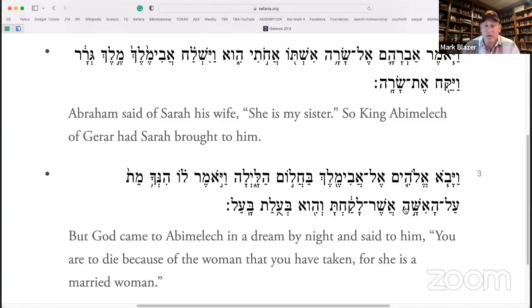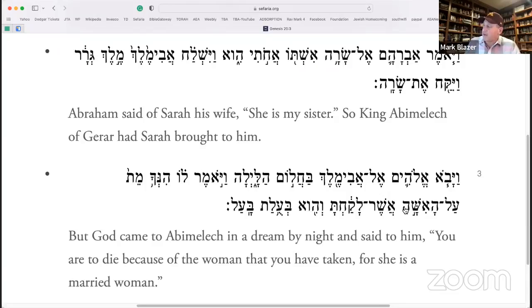So here's what happens. God comes to Avimelech in a dream by night and said to him, "You are to die because of the woman that you have taken, for she is a married woman." So God, in this case, actually comes to Avimelech, which is not what happens in the Pharaoh story, where it basically just says that the Lord afflicted Pharaoh and his household with mighty plagues on account of Sarai.